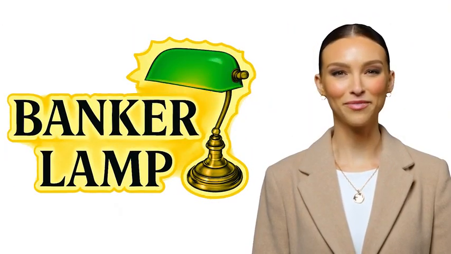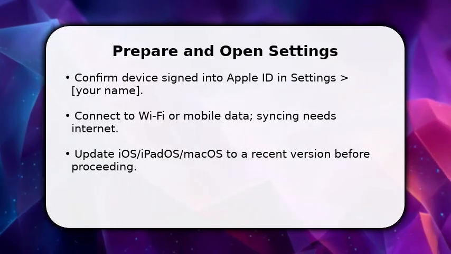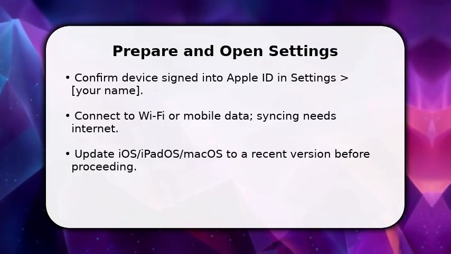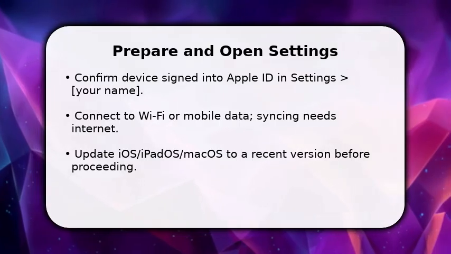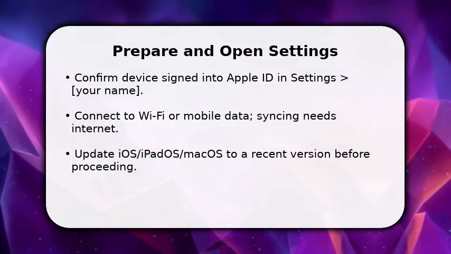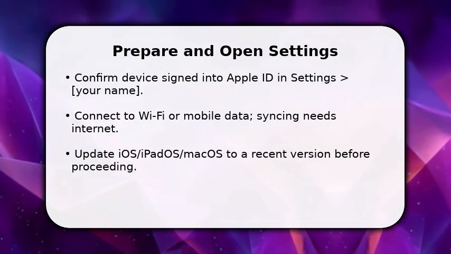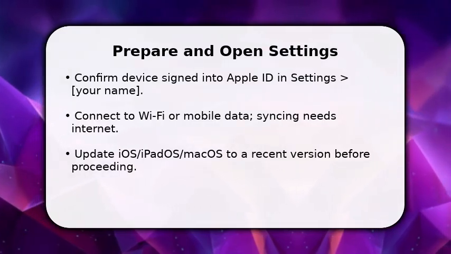Please enjoy the video. You start by verifying prerequisites. Make sure you're signed into your Apple ID and connected to Wi-Fi or cellular data. Once done, open Settings on iPhone/iPad or System Settings on Mac and tap your name at the top. This gives access to iCloud controls. You do this because iCloud Drive links to your Apple ID and system version, so update the OS if needed.